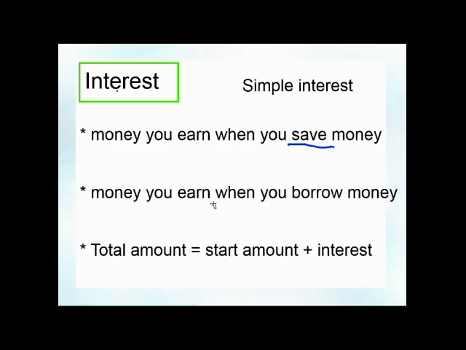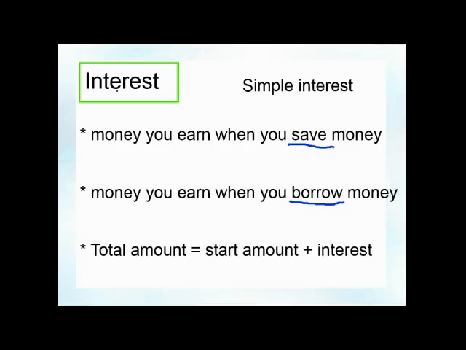Interest is also earned when you borrow money. So let's say you borrow 5,000 Rand, but you have to pay it back over a period of time. Every month or every year, there is interest building on that money you borrowed. So at the end of the 5 years, or let's say 10 years, you would have paid back the money you borrowed plus the interest on it.